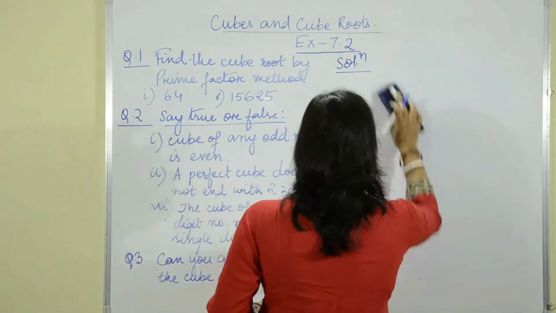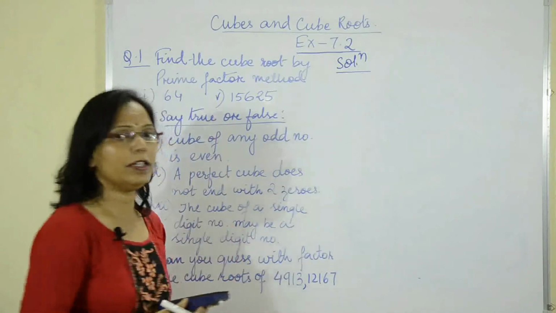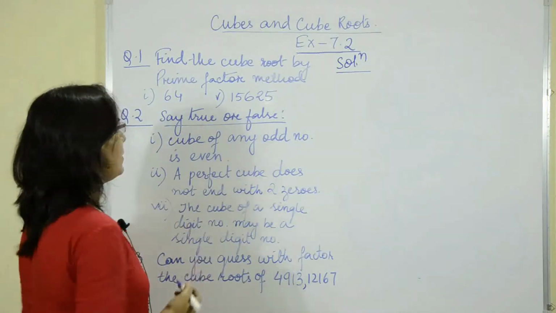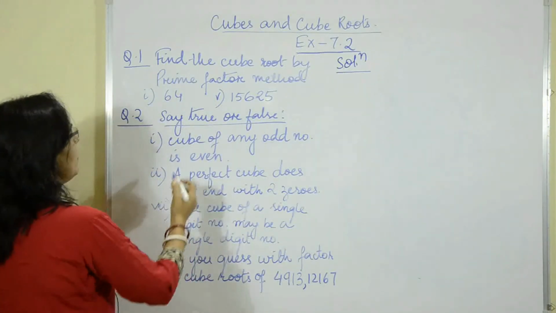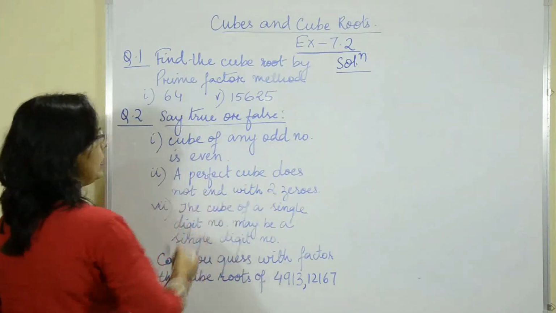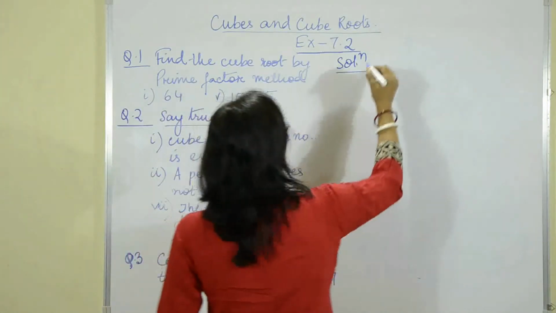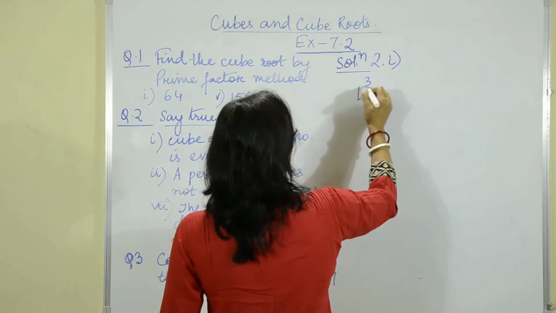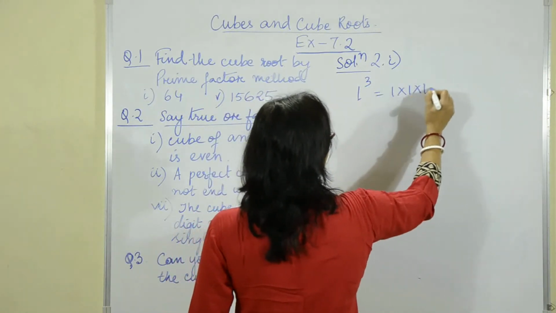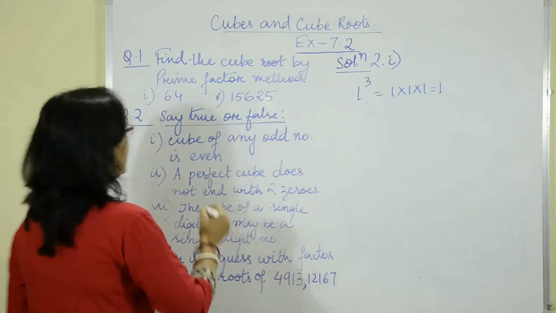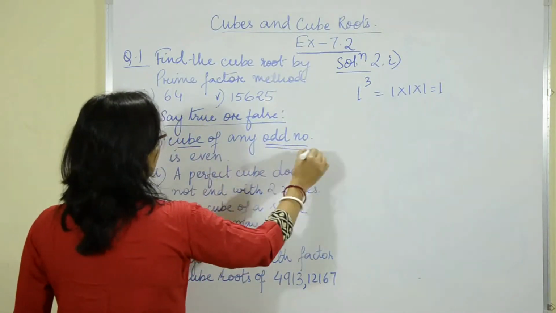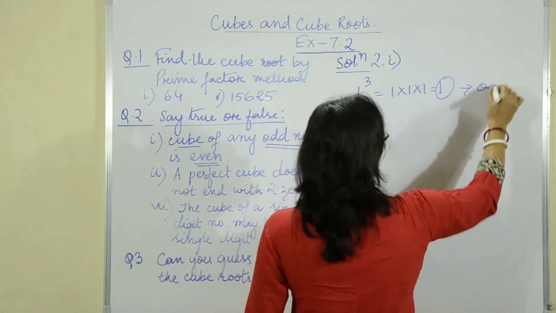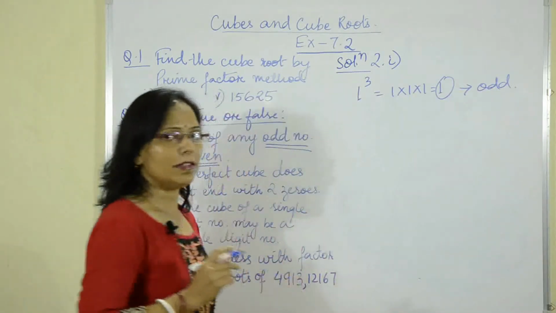Here again I have selected a few questions; I have taken only 3 out of the others. Now you need to check them out and then decide whether these statements are true or false. Number 1: cube of any odd number is even. Now we can check. Say I am taking 1 cube. 1 cube means 1 into 1 into 1, answer is 1. The question is, cube of any odd number is even. In the first case I am getting the number to be odd. Okay.